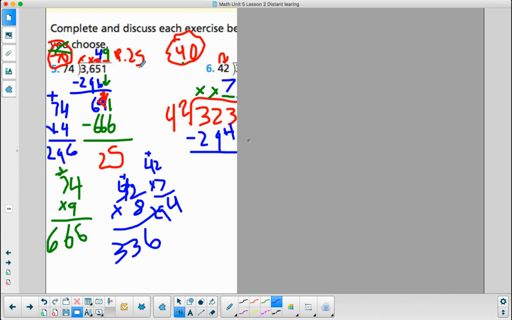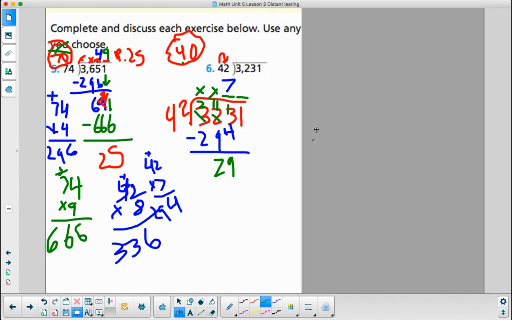All right. So 3 subtract 4, I need to ungroup some. 1 ten gives me 10 more, or 13 total ones. Subtract 4 is 9. 1 ten subtract 9 tens. I need to ungroup some. I'm going to ungroup one of my hundreds. That gives me 10 more tens. Gives me a total of 11 tens. 11 subtract 9 is 2. 2 subtract 2 is none. 29 is less than 42. I'm good. Scoot this over, and now I can bring down my 1.